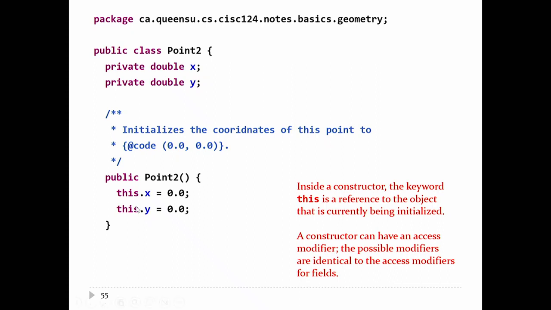The syntax I'm using here is this.x equals 0 and this.y equals 0. Inside a constructor, the keyword this is a reference to the object that's currently being initialized. A constructor can have an access modifier. The possible access modifiers are the same as the access modifiers for fields. So that can be public, protected, private, or no access modifier. And the meanings are the same. Okay, so I'm going to explain right now what this.x means and this.y means.